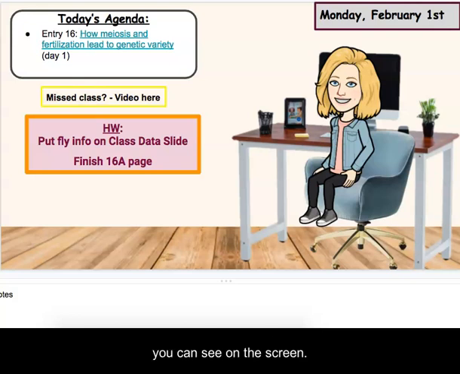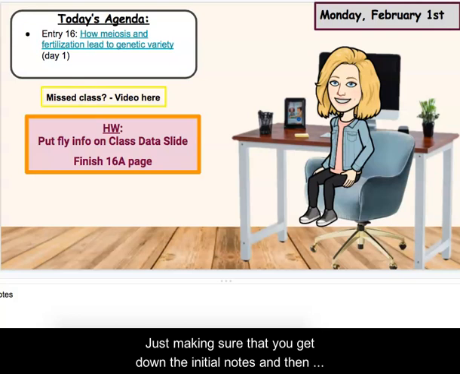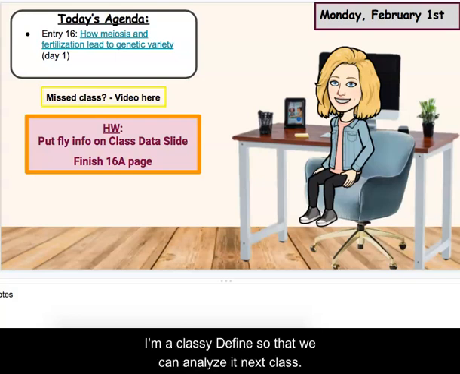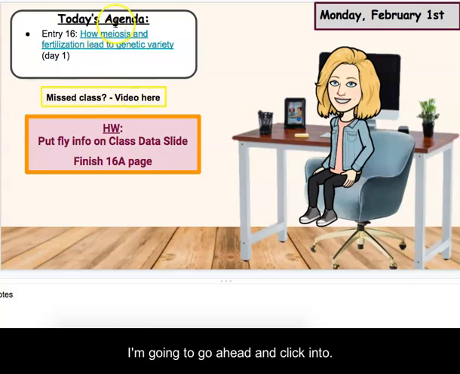And as you can see on the screen, just make sure that you get down the initial notes and then put your info on the class data slide so that we can analyze it next class. So I'm going to go ahead and click into entry number 16.